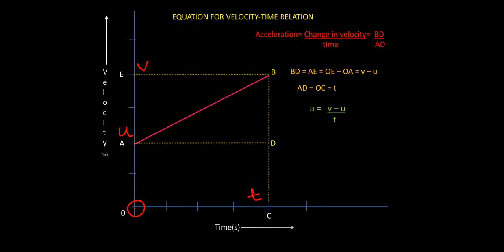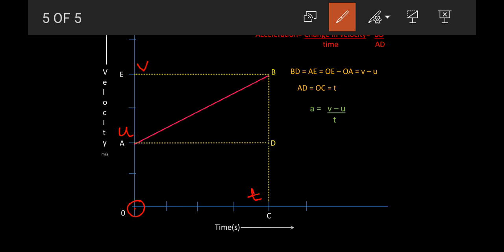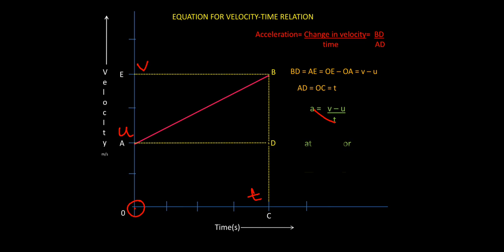Acceleration is A, instead of BD I am writing V minus U, and instead of AD I am writing T. Now what you have to do is cross multiplication, A into T. So when you do this, what will you get? AT equal to V minus U, or rearranging this equation, what I will get here is V equal to U plus AT. So this equation, if you see, is simply one way to write the definition of acceleration. So this is your first equation of motion.